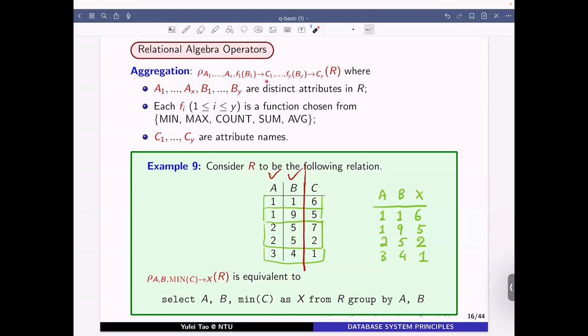And you want to give every function a new name, a new attribute name. So these are the new attribute names. This is the X here. This is the new attribute name. So I think it should be pretty clear what this expression means.